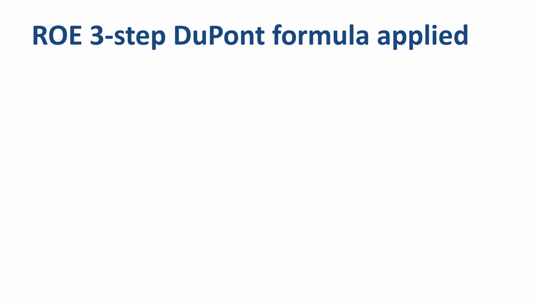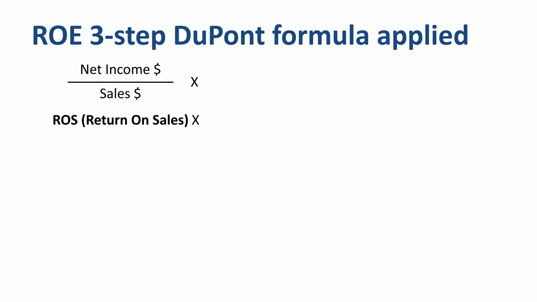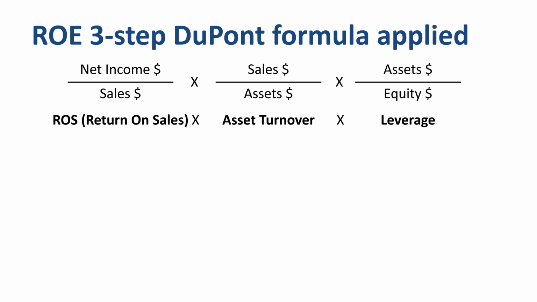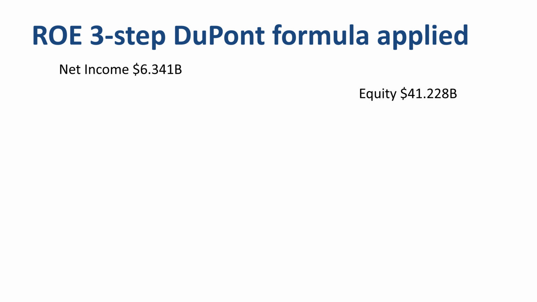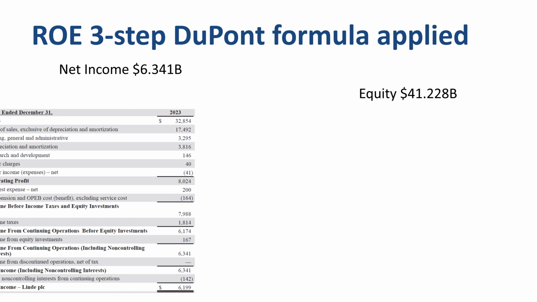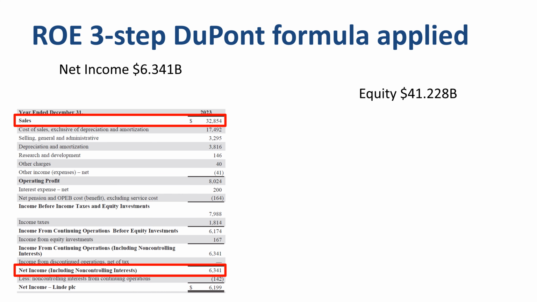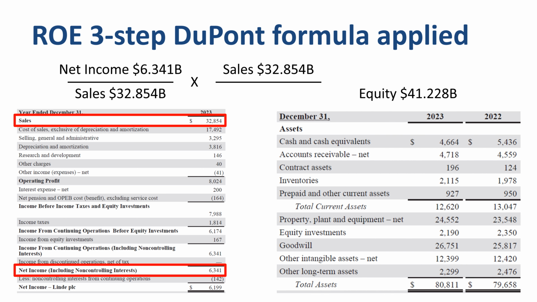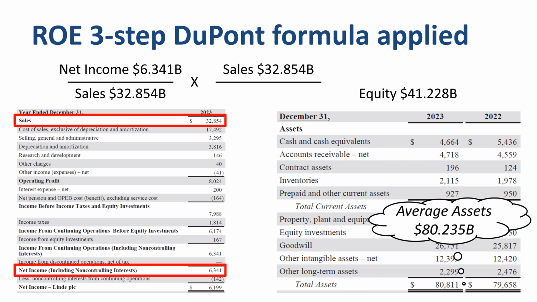Now let's split that ROE into three parts: net income over sales, or return on sales, sales over assets, or asset turnover, and assets over equity, or leverage. We have already found net income and average equity, so let's put these into place. Sales, just like net income, can be found in the income statement. Assets are on the left-hand side of the balance sheet. Assets, just like equity, have an opening balance and an ending balance. The average of these two numbers is $80.2 billion. That completes the input into the DuPont formula.